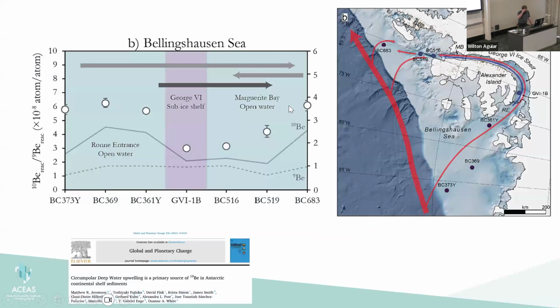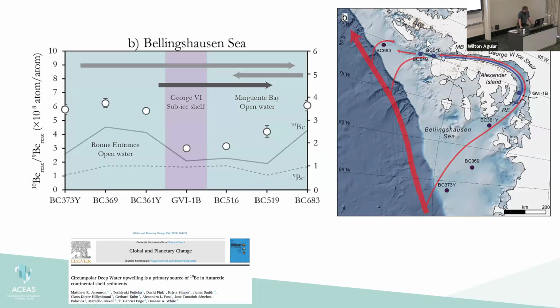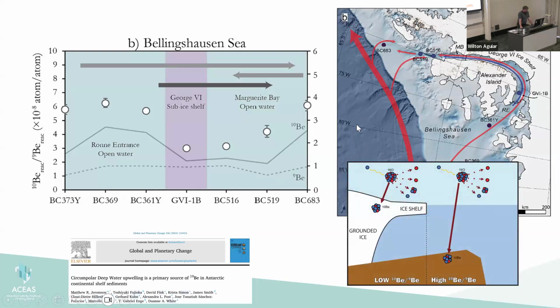However, if we go to a different system as another example, this is my work from my PhD. If we used Bellingshausen Sea, I took a series of samples from the open marine environment as well as a sub-ice shelf site just there. So this is George VI ice shelf. And so if you're expecting the exposure proxy hypothesis to be working, then you'd expect there to be quite a substantial difference in the beryllium 10-9 ratios between those two environments.